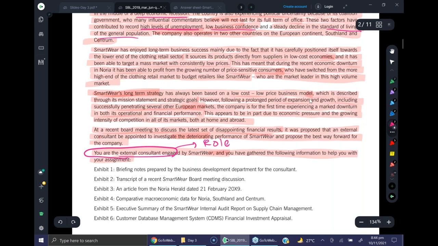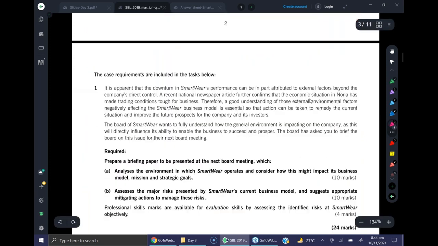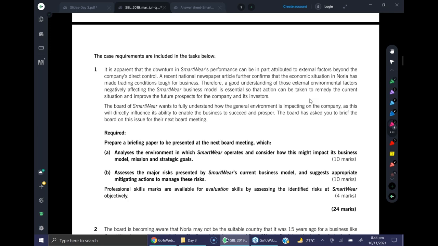So there are six exhibits again, but please don't think that it is a standard. In some other past exams there are more than six exhibits as well, so maybe seven, maybe eight. Whatever is given, you'll have to read it, whether there are six exhibits or eight exhibits, right? Okay, requirements now. So everyone, please get ready, make your summary along.